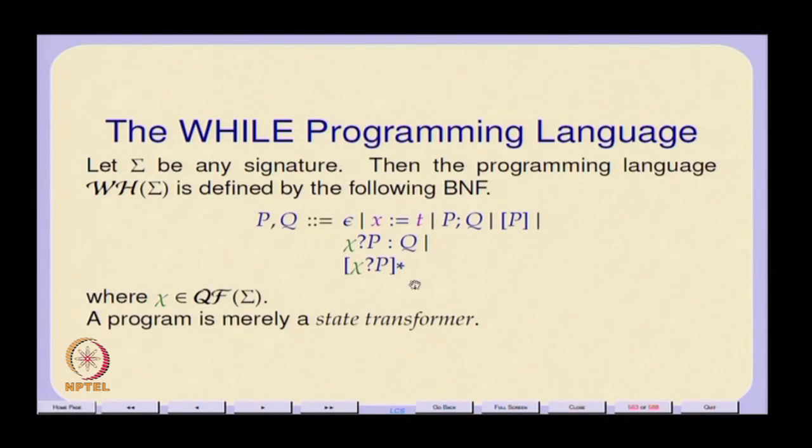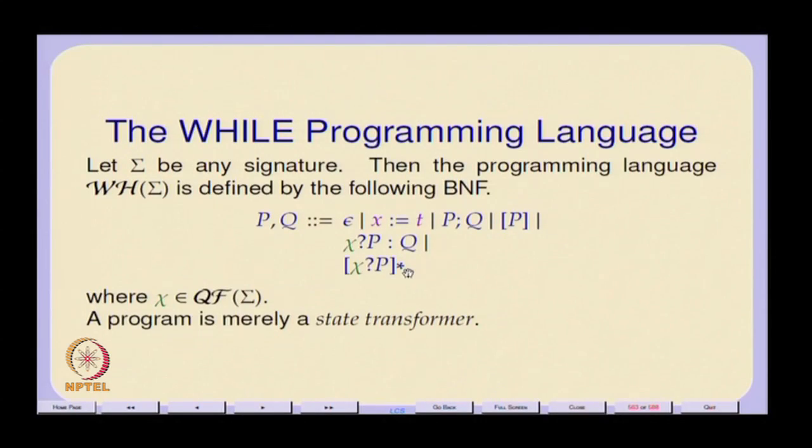The next one is just the while statement, okay, the indefinite looping that you have in imperative programs, non-recursive indefinite looping. So, this says that while chi is true, essentially do P, and this star essentially says that you keep doing it indefinitely. Okay.